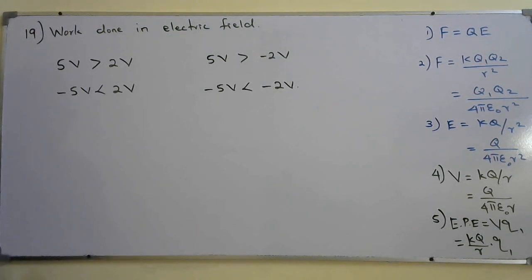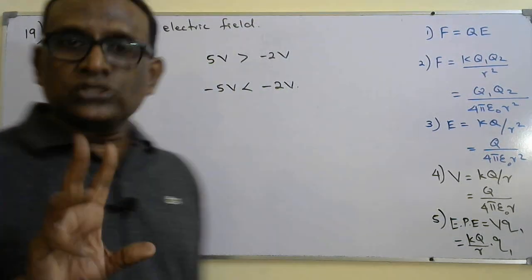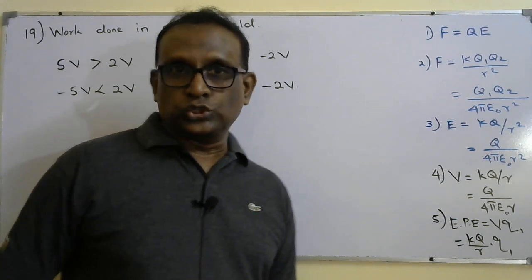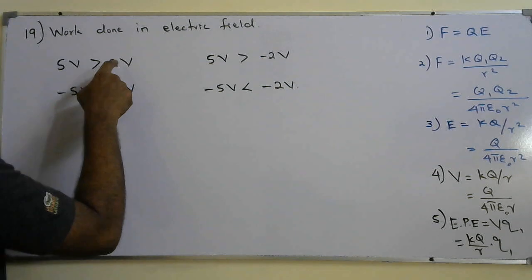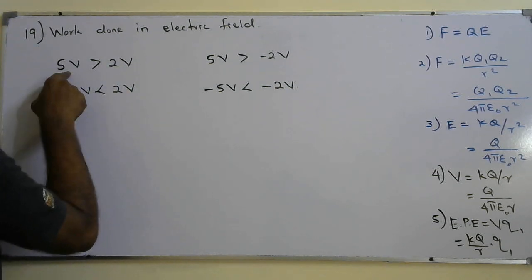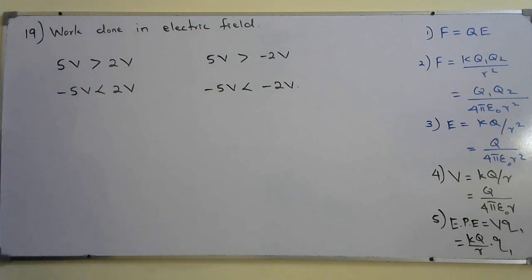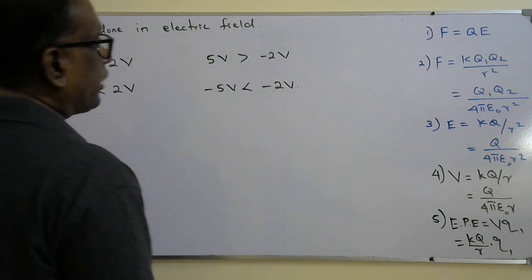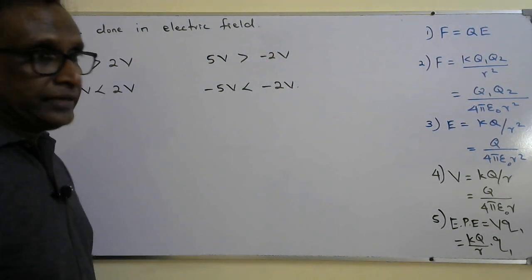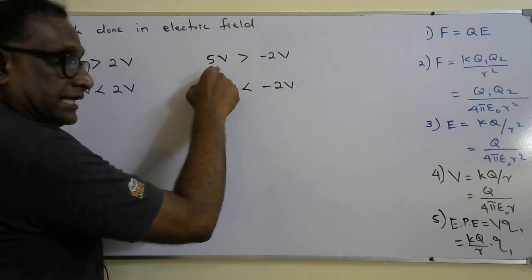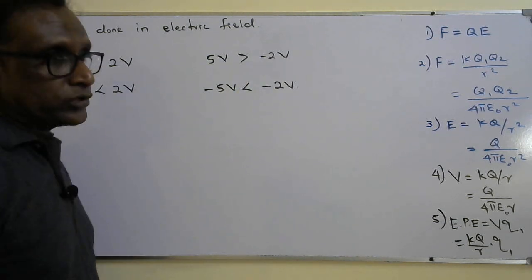We know potential could be positive or negative. So how to identify higher potential, lower potential? I'll consider two different numerical values, 5 and 2. If there's a point that has 5 volt, another point that has 2 volt, the point with 5 volt is higher potential, the point with 2 volt is lower potential. We'll consider another 2 points. A point which has 5 volt, another point has negative 2 volt, means the point that has 5 volt is higher potential, minus 2 volt is lower potential.